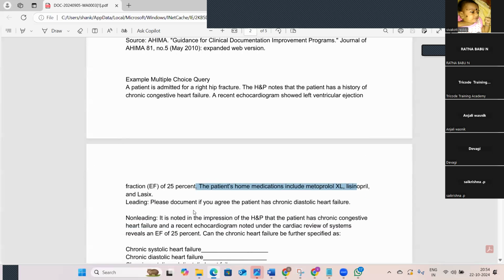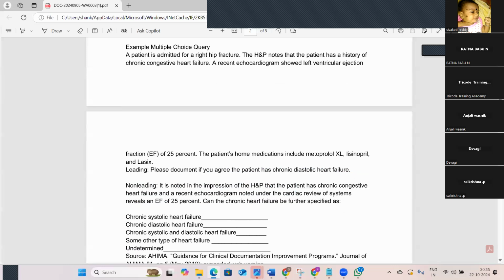So we can ask a question on the same documentation. Don't get confused here between leading and non-leading. Leading means asking, please document if you agree with the patient having chronic diastolic heart failure, without providing all these indicators. Maybe only this one part was provided, then he asked this question. That is leading, obviously, because the remaining clinical indicators and treatment are not provided to the physician. Then what does non-leading mean? A compliant query. It is noted in the impression.